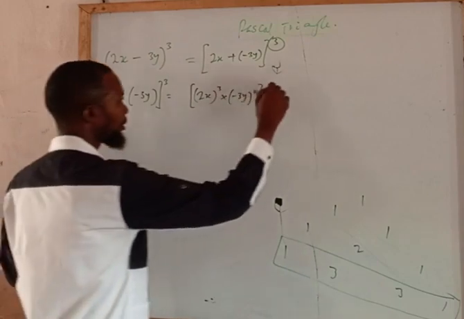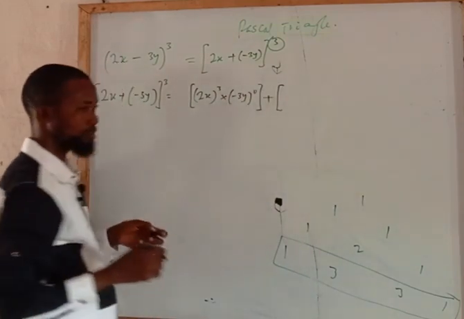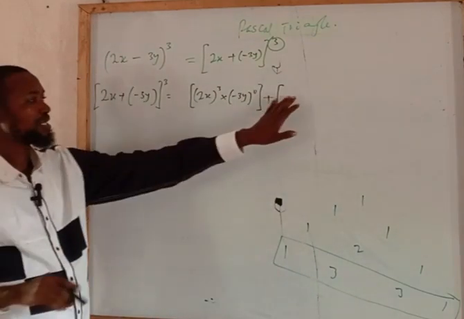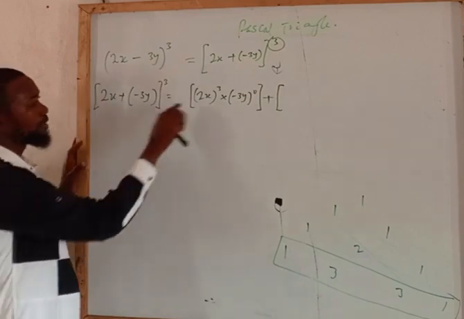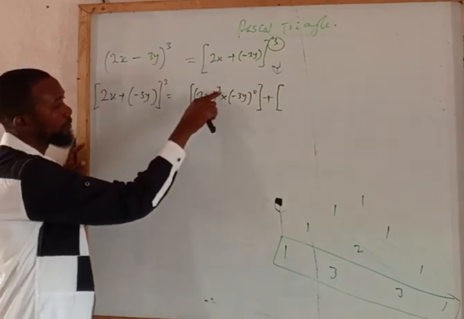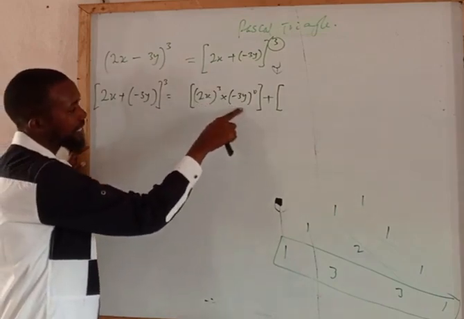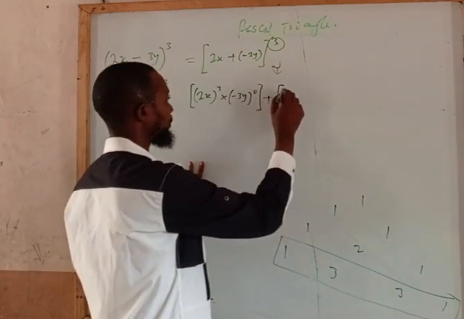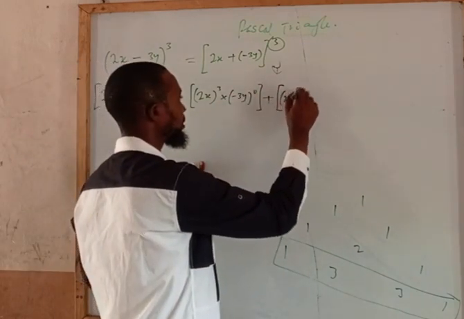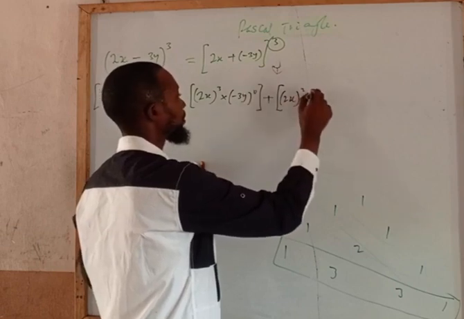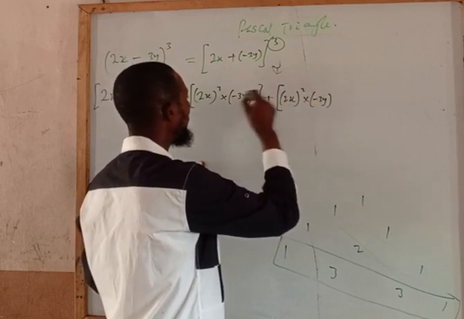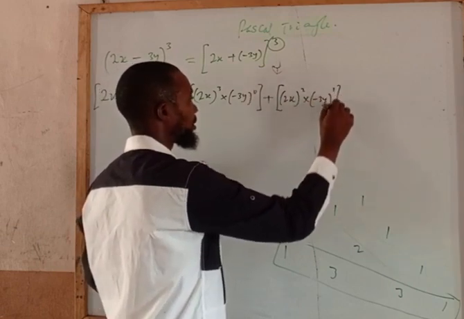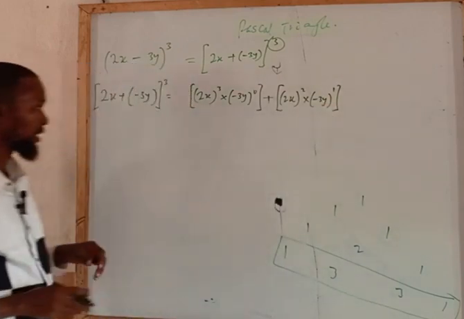So the next expansion will be in my square bracket as well. And when we are doing it the second time, the power here will reduce from 3 to 2, while the power here will increase from 0 to 1. So that becomes 2x raised to power 2 multiplied by minus 3y raised to power 1. So that is the second term.